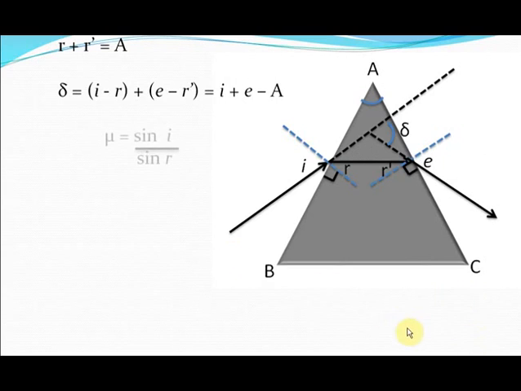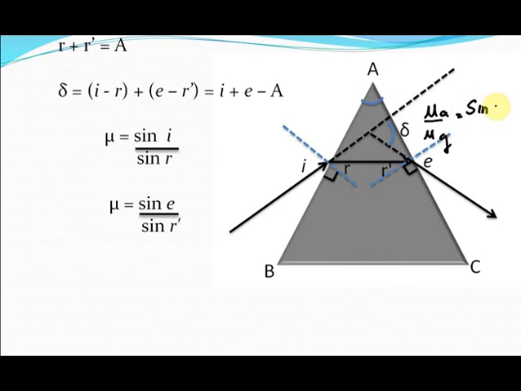Now mu is sin I by sin r. We are very clear about that. Mu is also equal to sin E by sin r dash. You see, at this surface, mu air divided by mu glass is clearly equal to sin r dash divided by sin E, and mu, as we already know, is mu glass divided by mu air. So therefore this whole expression is equal to 1 by mu, and that is why mu is equal to sin E divided by sin r dash.